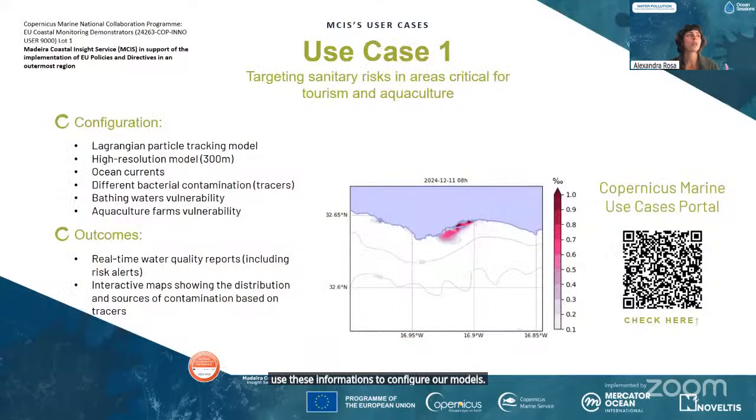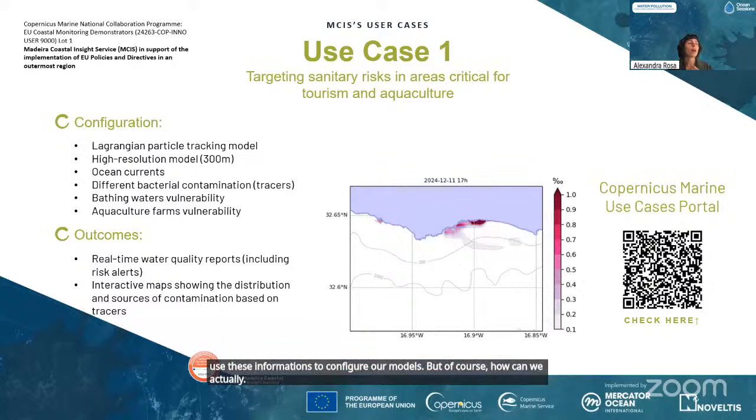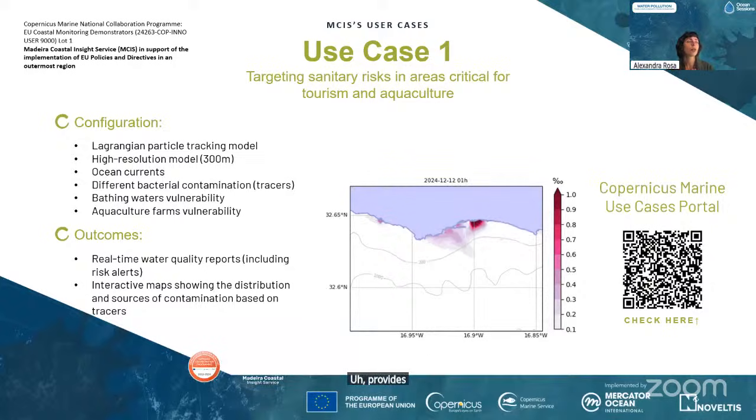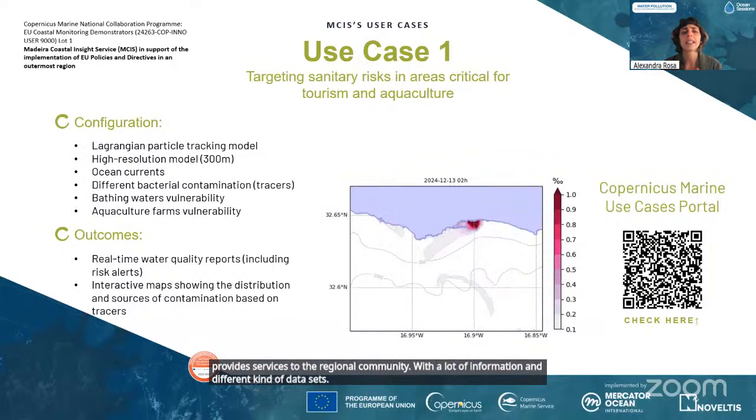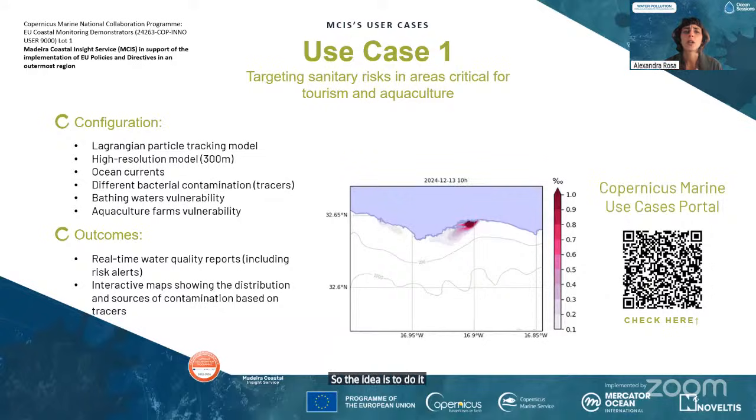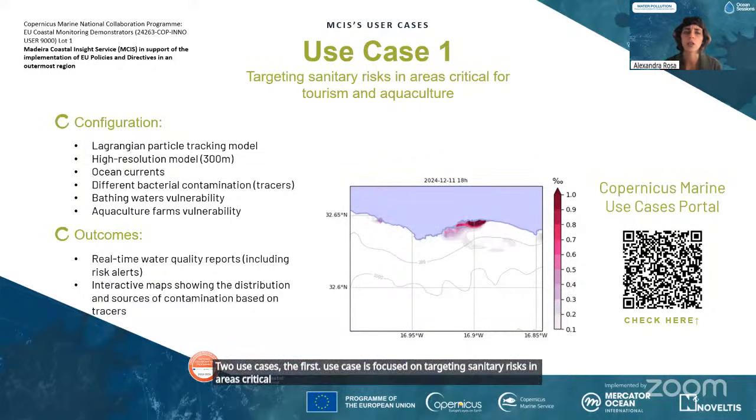But of course, how can we actually provide services to the regional community with a lot of information and different kinds of data sets? So the idea is to do it through two use cases. The first use case is focused on targeting sanitary risks in areas critical for tourism and aquaculture.